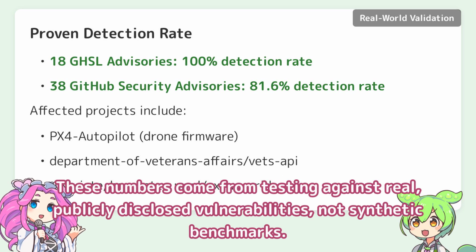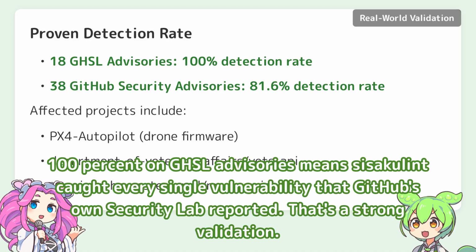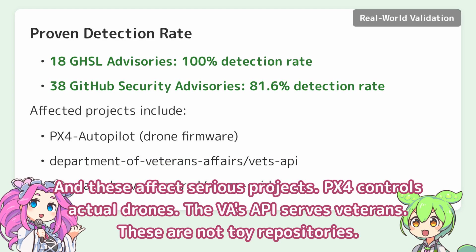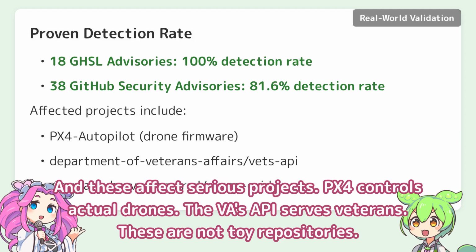These numbers come from testing against real, publicly disclosed vulnerabilities, not synthetic benchmarks. 100% on GHSL advisories means sisakulint caught every single vulnerability that GitHub's own security lab reported. That's a strong validation. And these affect serious projects. PX4 controls actual drones. The VA's API serves veterans. These are not toy repositories.